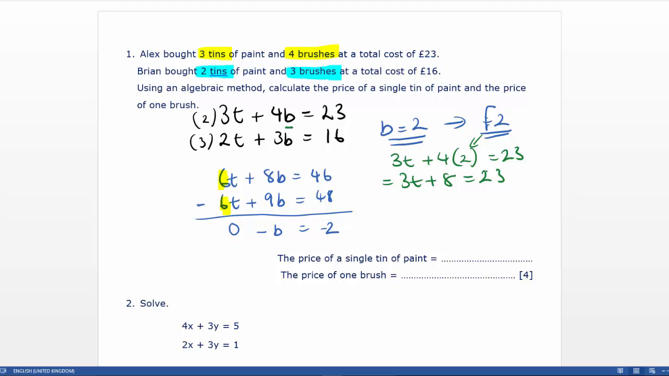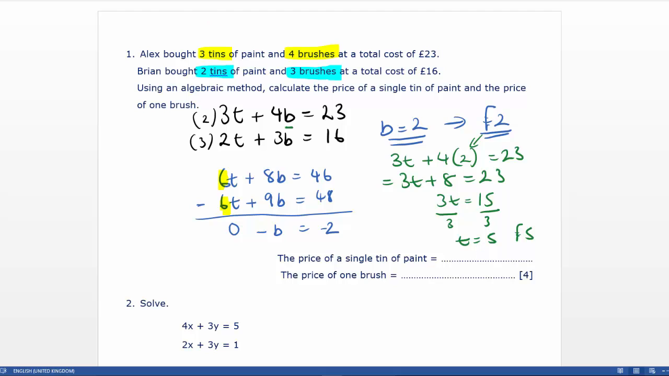Subtract 8 to 4. Okay, that's going to give me 3t equals what? If we subtract 8 from both sides, what do we get? 15. 15. And then what? How am I going to isolate t? Divide it by 3. Which gives you 5. Good. Okay, so I'm going to divide both sides by 3. And then t is equal to 5. So it's going to cost me £5 per tin.